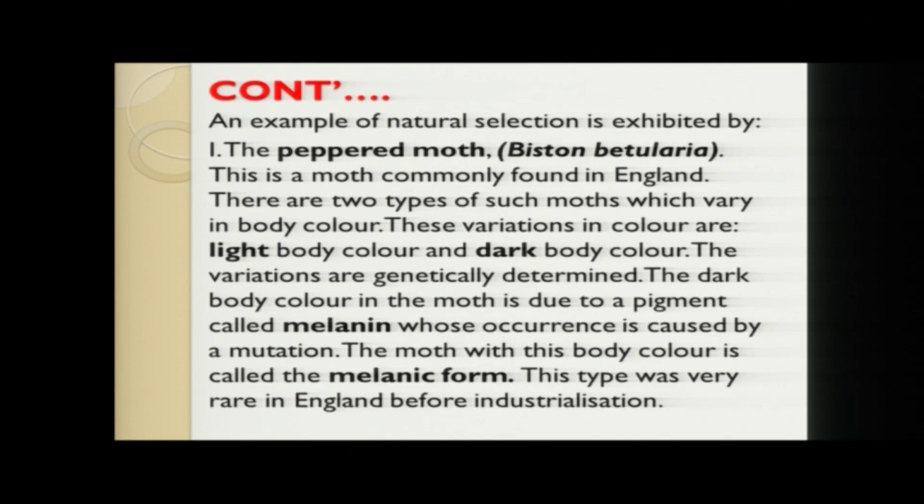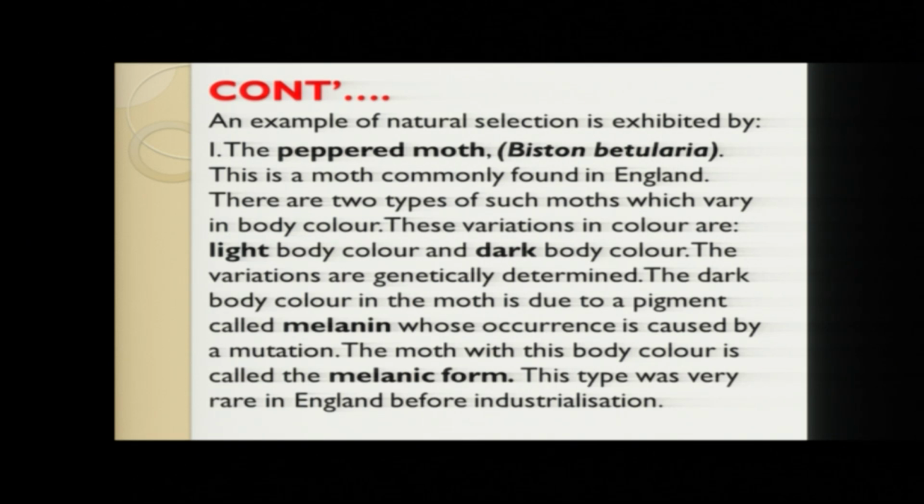I showed you the diagram when I was starting the lesson. They vary in terms of their color. There are two types of such a moth which varies in their body color: light body color and dark body color. The variations are genetically determined. The dark body color in the moth is due to the pigment called melanin, whose occurrence is caused by a mutation. Mutation, I said, is the change of genes.